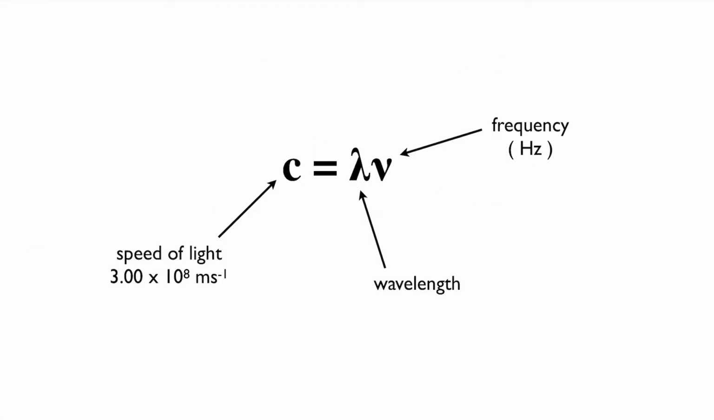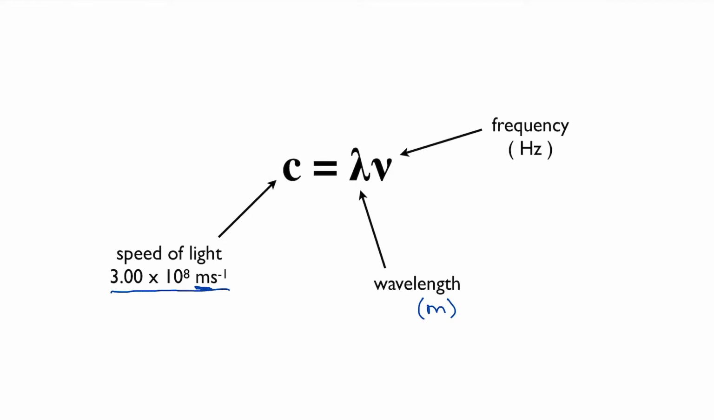The wavelength and frequency of light are related in this equation here, where c, the speed of light, equals wavelength times frequency. The speed of light is a constant, 3 times 10 to the 8 meters per second, which means that when we're using this equation, and you may well be asked to, we need to be sure that our wavelength is in meters, because the speed of light is in meters per second.